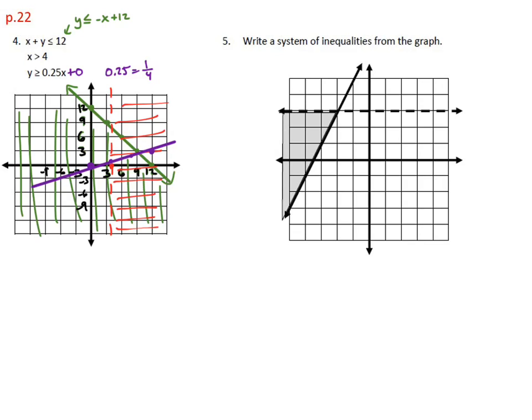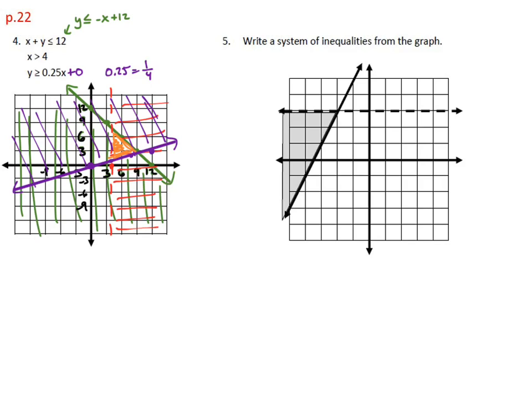Something kind of sort of like that. Let's see if I can make it work. There we go. Close enough. And y is greater than, so that means I'm looking above. So the only place where I have everything overlapping, I'll use orange for this one. Looks like we have a little triangle here that's overlapping. So that would be our region. That is our solution.